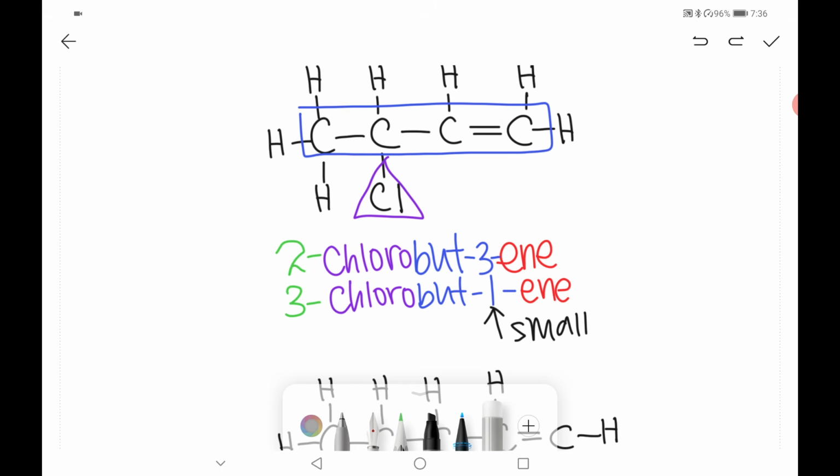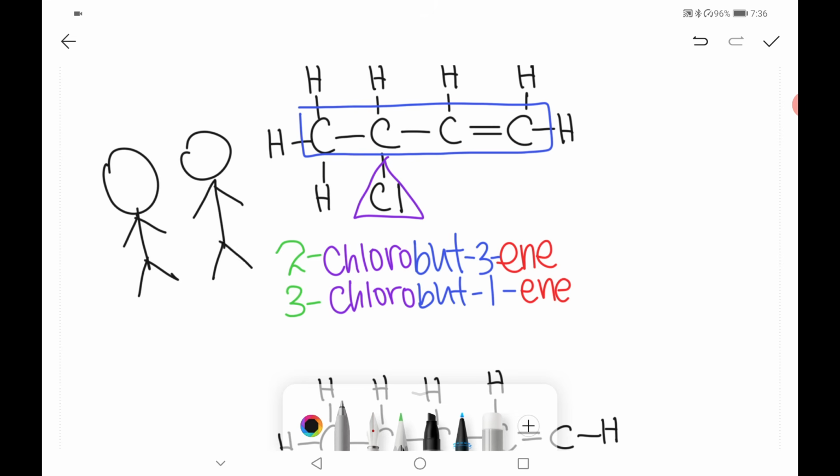Always remember, when we have a number, we always want the smaller number. But now what is the problem? The branch wants the small number, and the double bond also wants the small number, because now we are giving numbers to 2 things. We give a number to the branch and we give a number to the double bond. So we must know who should take the small number. Just like this, these people want to get champion, want to get number 1. This one also wants to get champion, number 1. But you cannot let both of them be champion, right? You need to choose one of them to be champion.